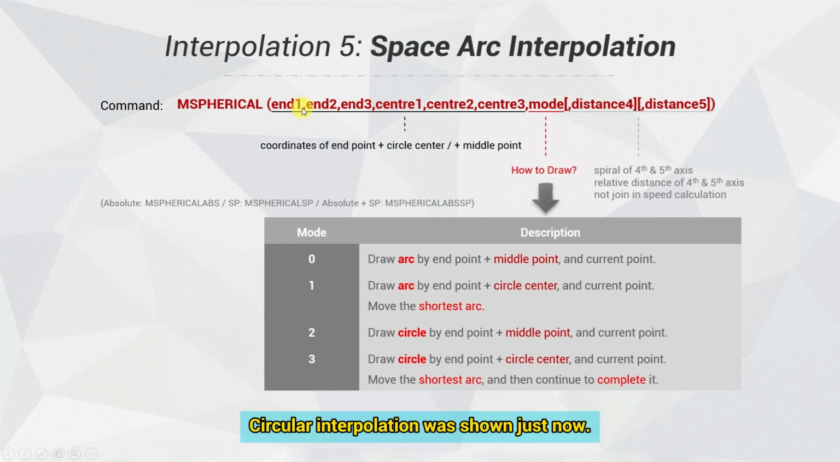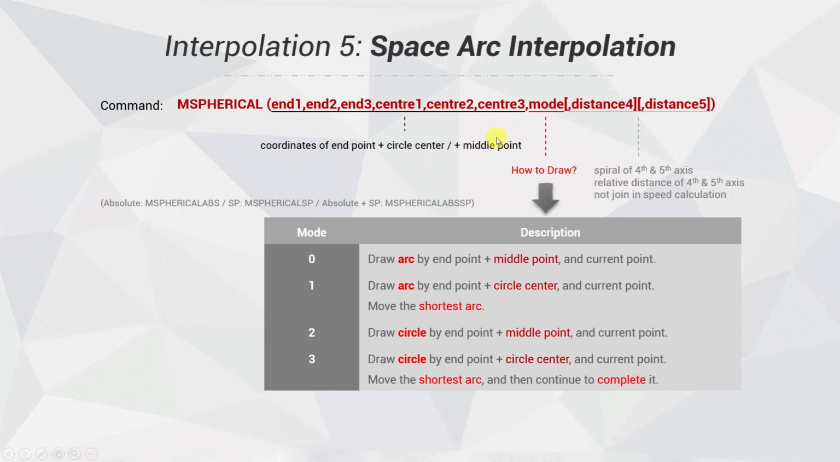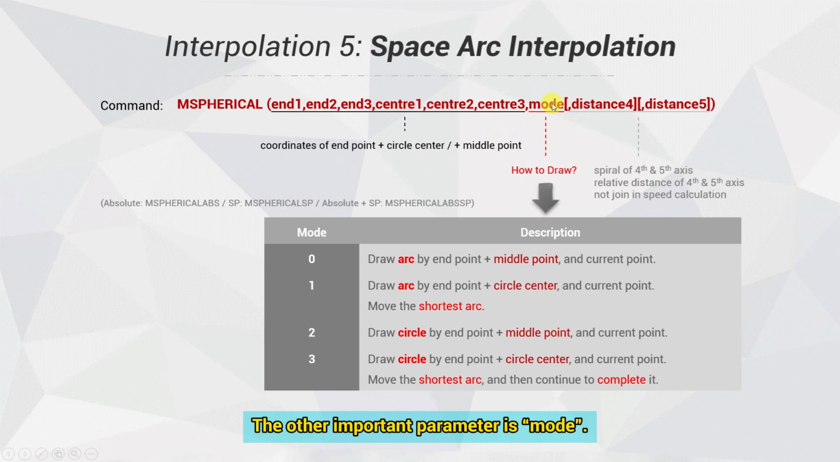Circular interpolation was shown just now. If three axes do arc, actually it is space arc motion. Same, use center or middle point to draw the arc. If by circle center, please enter center's coordinates here. If by the middle point, enter the coordinates. The other important parameter is mode.